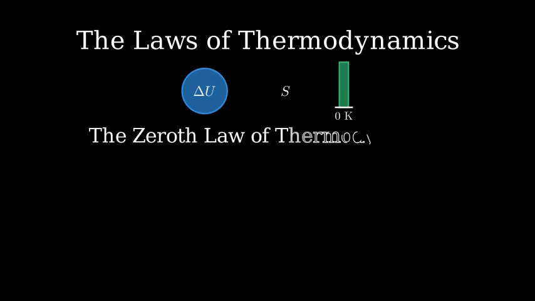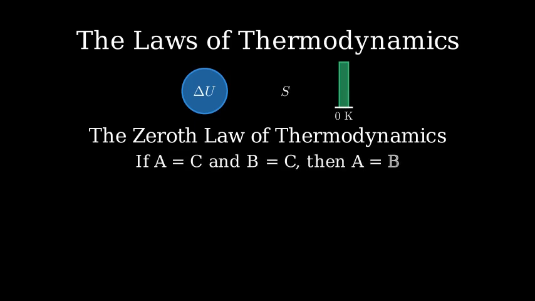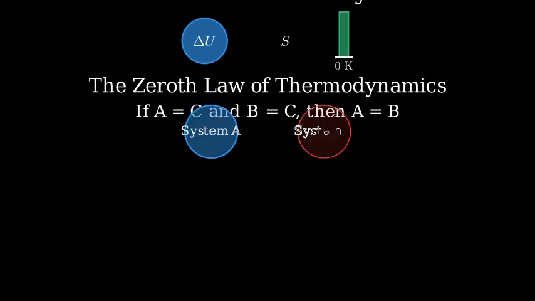Before diving into the three main laws, let's briefly discuss the Zeroth law of thermodynamics. The Zeroth law states that if two systems are each in thermal equilibrium with a third system, then they are in thermal equilibrium with each other. Think of it this way.